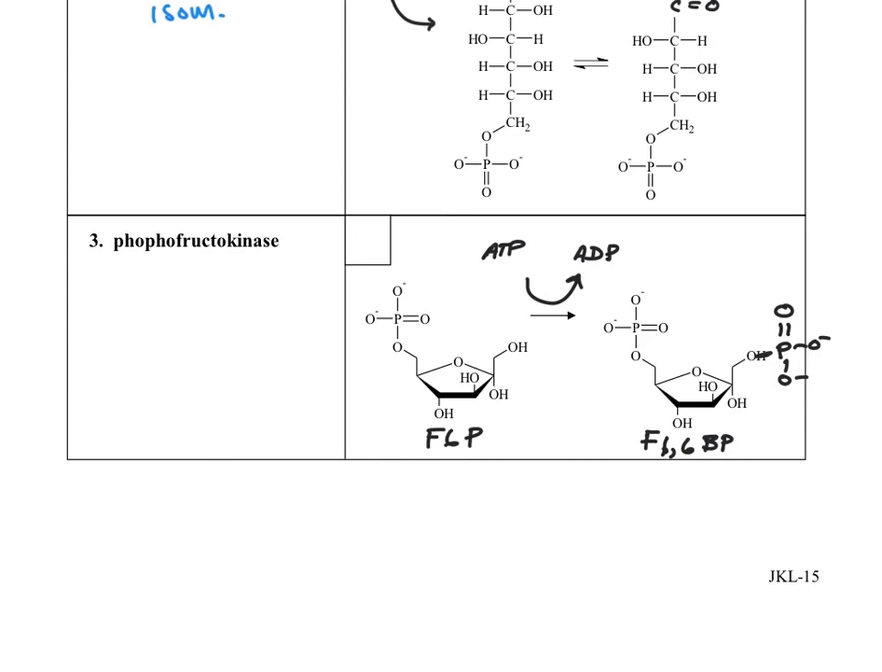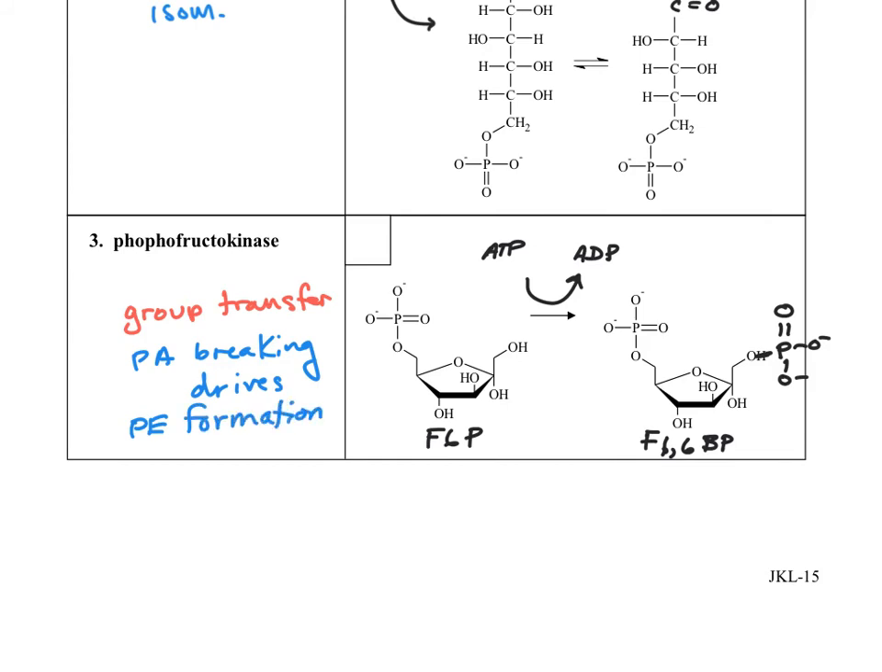So we can ask again, which of the 6 types of reactions? Well, this is another group transfer, and that is essentially identical to what we did before. We can say a phosphoanhydride breaking is negative 30 kilojoules per mole, which drives the 15 kilojoules per mole phosphoester formation. This is almost identical in every way to reaction number 1.